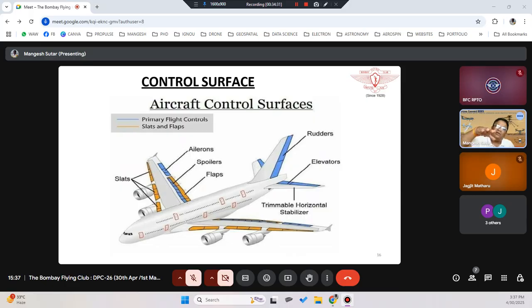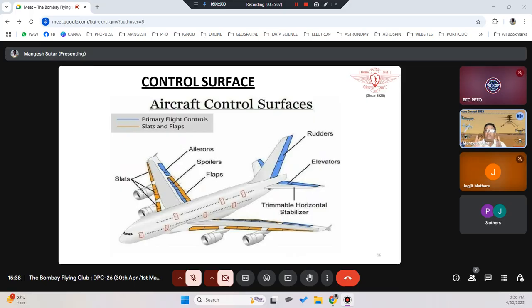When the elevators are acting, I am raising the nose, so this is called pitch up. When I put the elevator down, I am saying pitch down, so I am going down. Pitch up, pitch down, roll right, roll left. And because of the rudder, what I'm trying to do is change the heading or direction. This is called yaw. So yaw right, yaw left. So these are the three motions which we do in the aircraft.